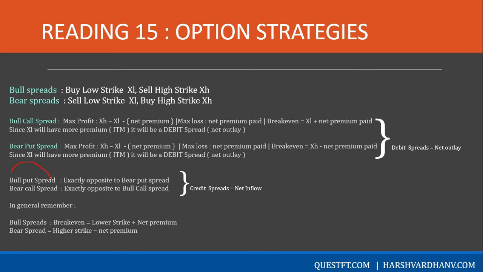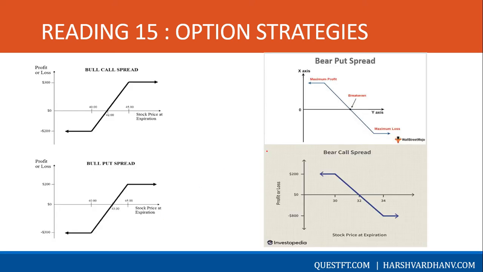That bull put spread will be exactly opposite to bear put spread. It's very simple and very intuitive also. Bear and bull are going to be opposite. A put spread always means that you have two positions. Put is the same component over here. When will you be bullish by using a put? If you are using a put, when will you be bullish? We can make it from here.